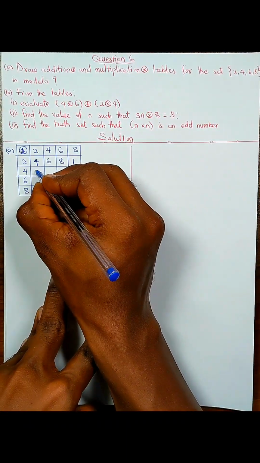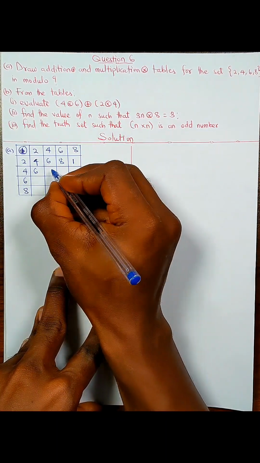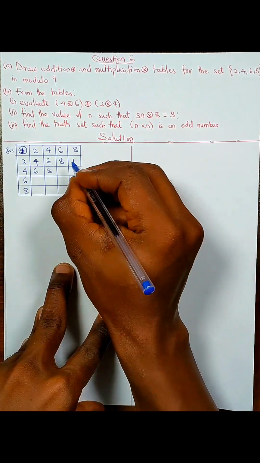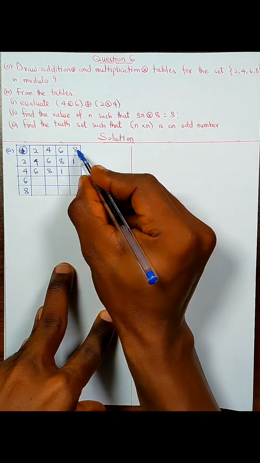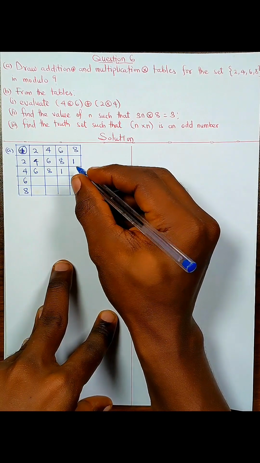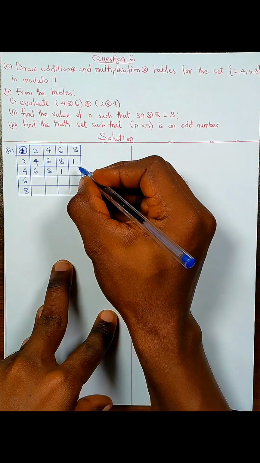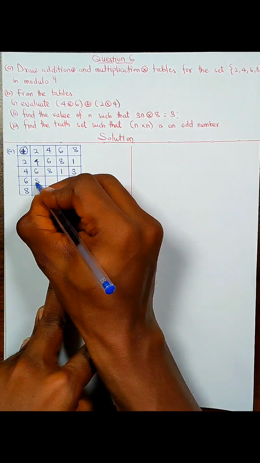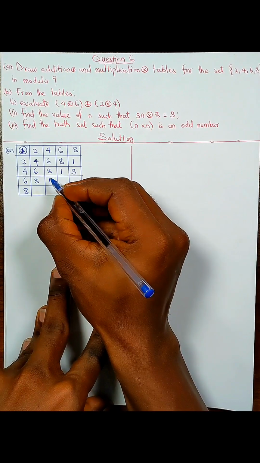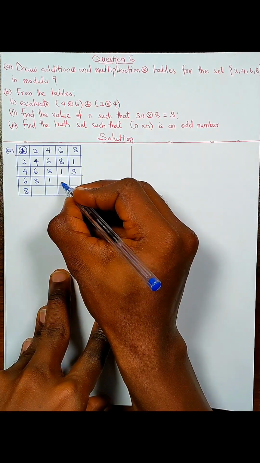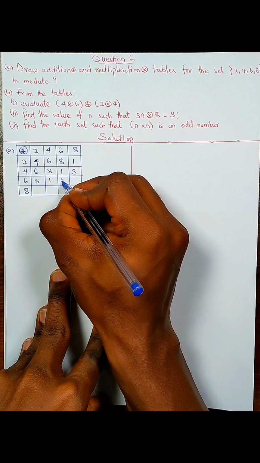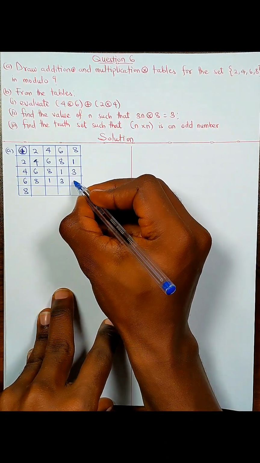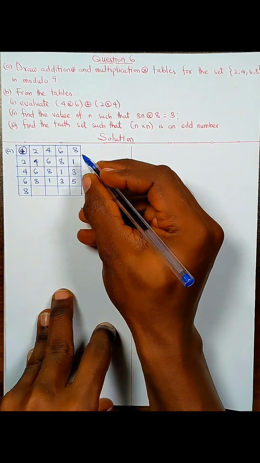Okay, so 4 plus 2 gives us 6. 4 plus 4 gives us 8. 4 plus 6 gives us 10, and we know the remainder will be 1. 4 plus 8 gives us 12, and 12 in modulo 9 is 3, since 9 divides 12 and leaves 3. 6 plus 2 gives us 8. 6 plus 4 gives us 10, which is another 1. 6 plus 6 gives us 12, which is a 3. And 6 plus 8 gives us 14, and the remainder is 5 after 9 divides 14.